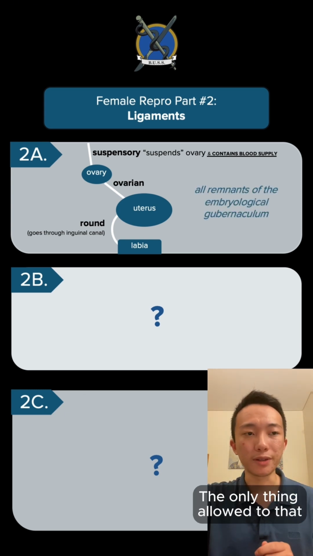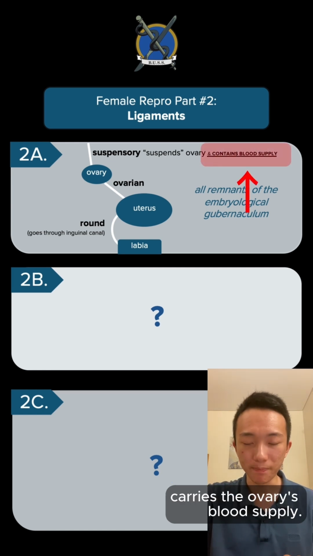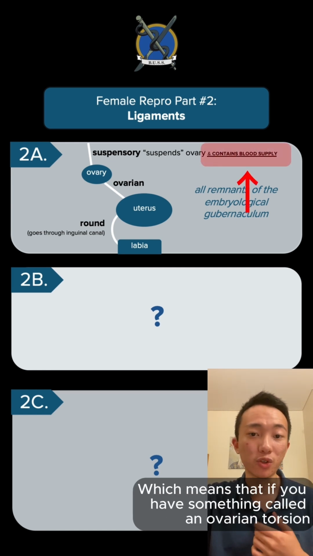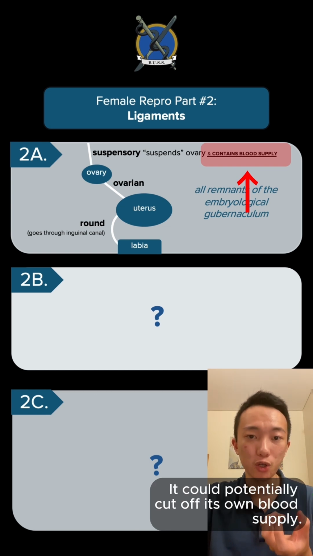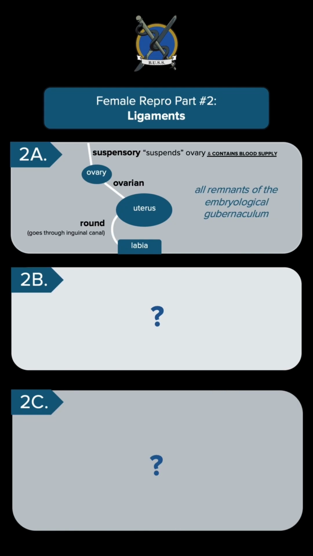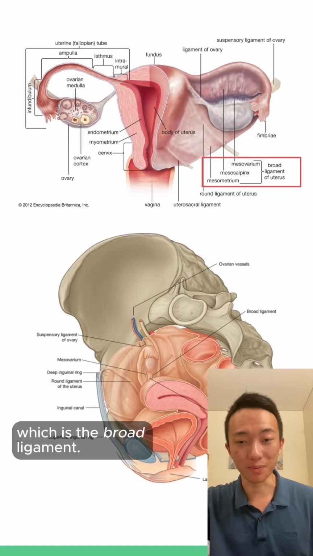The only thing I'll add to that is that the suspensory ligament of the ovary carries the ovary's blood supply, which means if you have something like an ovarian torsion, which is where the ovary twists around the suspensory ligament, it could potentially cut off its own blood supply. Alright, so we're ready to move on to the second set, which is the broad ligament.